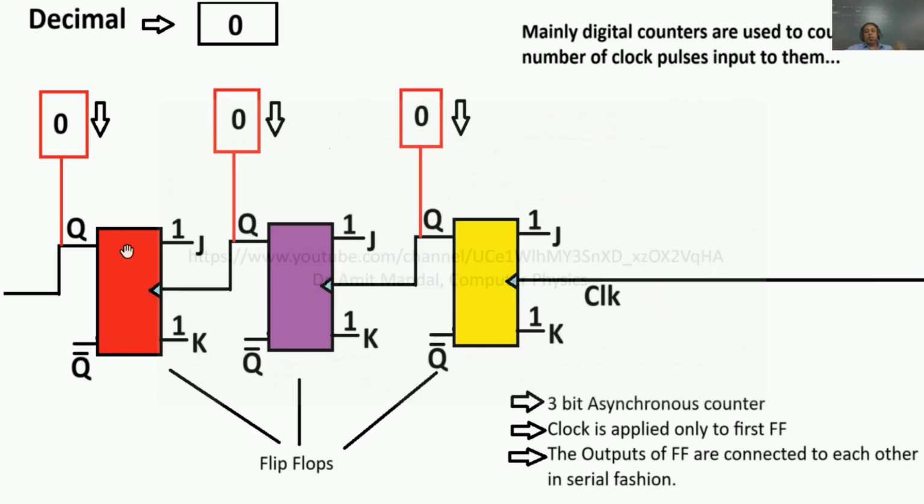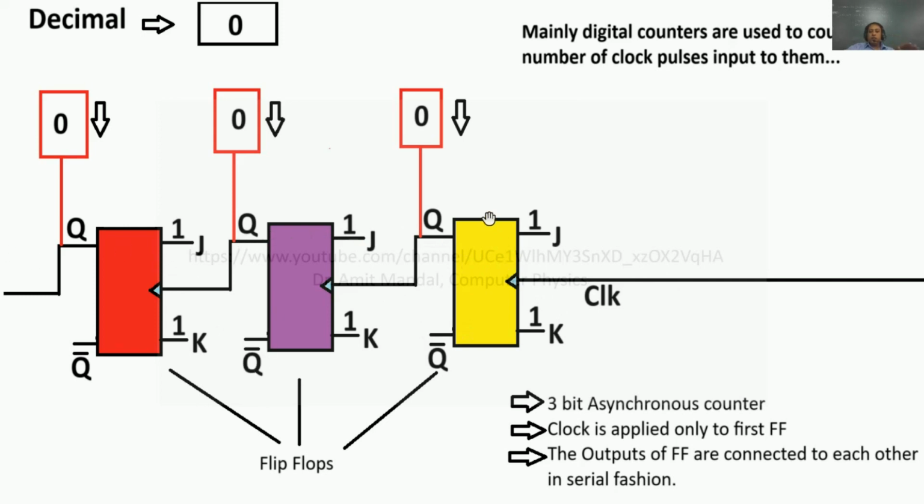You can see. Now I'll take an example of a 3-bit asynchronous digital counter. What is its architecture? You can see that there are 3 flip flops, yellow, purple and red. These are the inputs from right to left, J and K. In all the flip flops, J and K are kept 1, as I told. These are the outputs Q and Q naught, Q and Q naught, Q and Q naught.